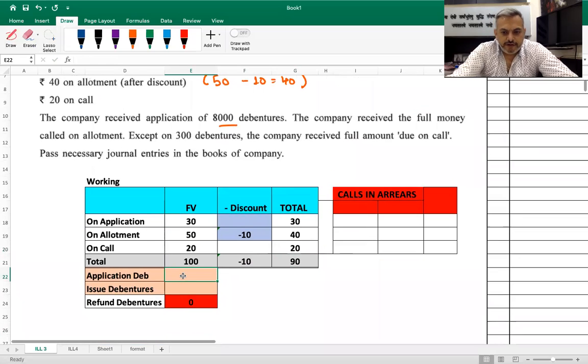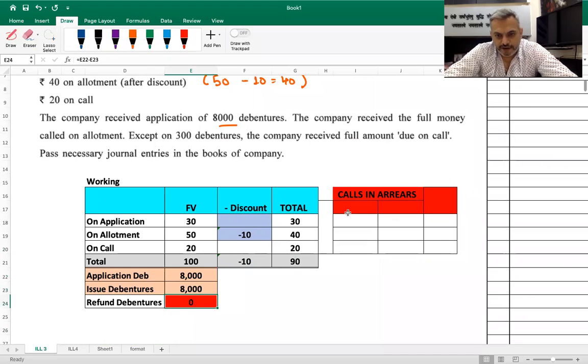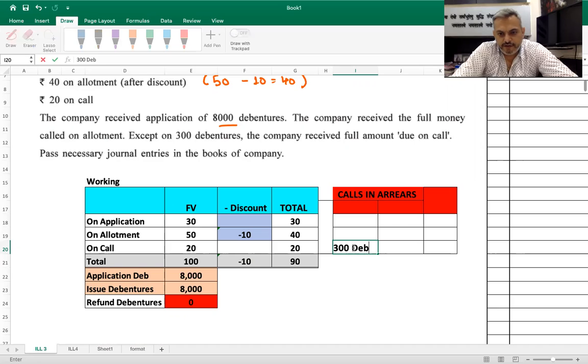Now application: 8,000 debentures applied for and 8,000 debentures issued, so no refund. Calls in arrears: the company received the full amount due on call except on 300 debentures. So for 300 debentures, we did not receive the call money.